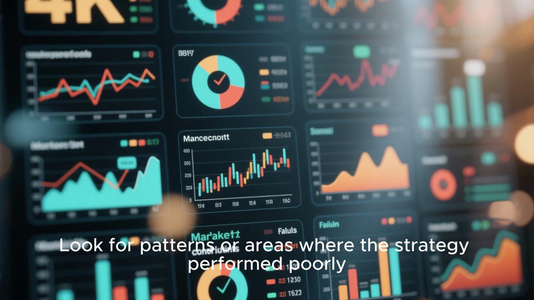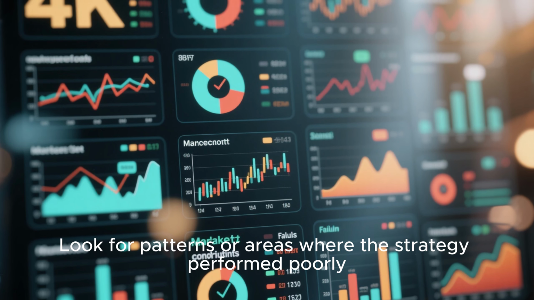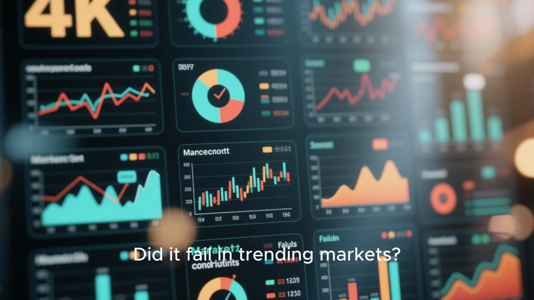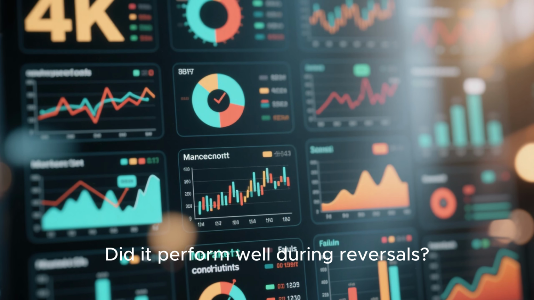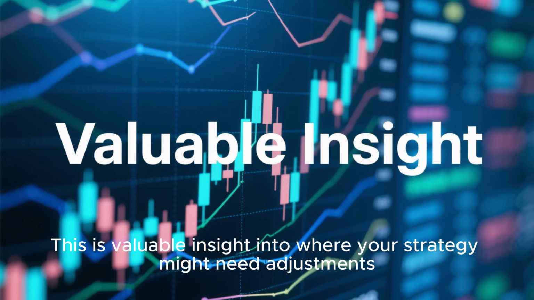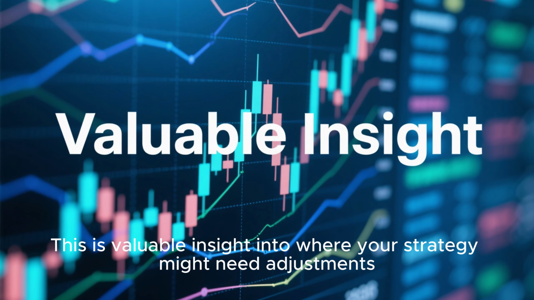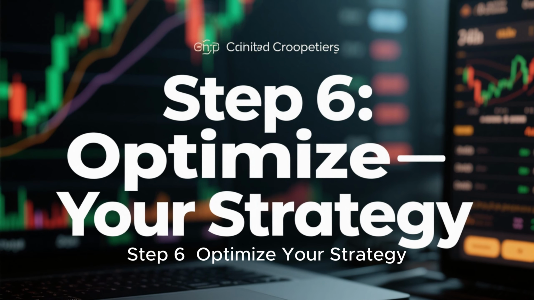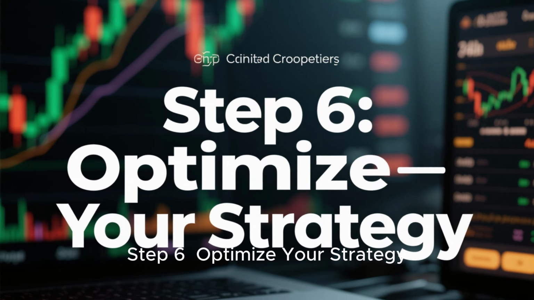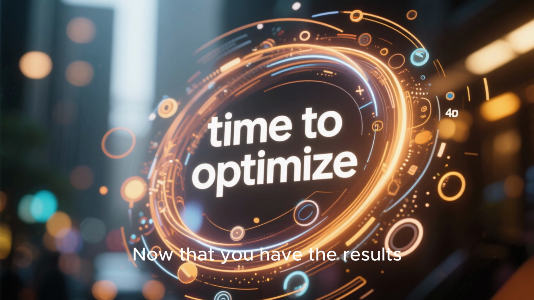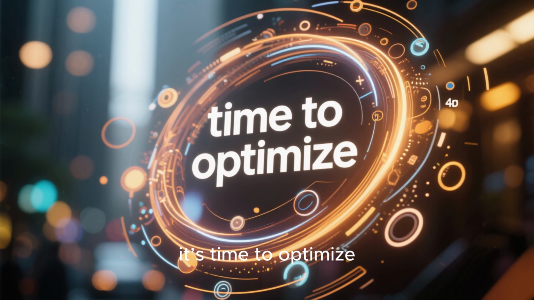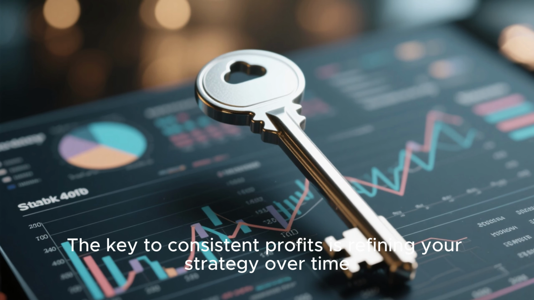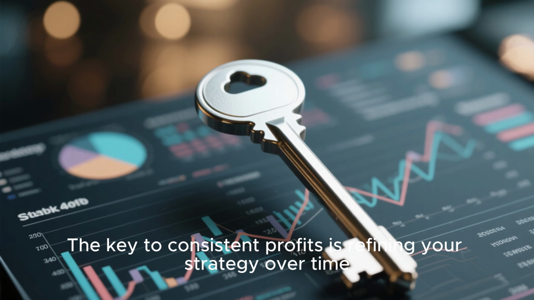Look for patterns or areas where the strategy performed poorly. Did it fail in trending markets? Did it perform well during reversals? This is valuable insight into where your strategy might need adjustments. Step 6. Optimize your strategy. Now that you have the results, it's time to optimize. The key to consistent profits is refining your strategy over time.